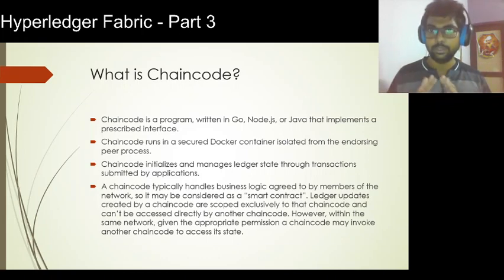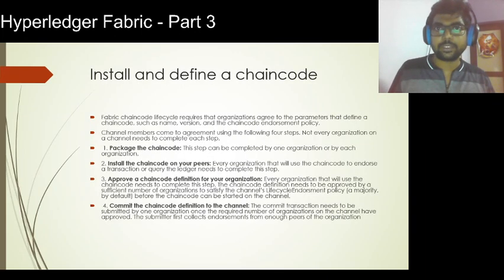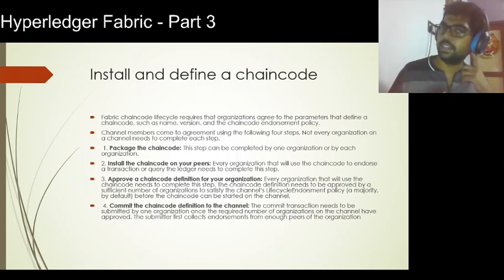You can consider chaincode a program written in Go, Node.js or Java. It will run in the Docker container environment. It is used to manage the transactions from the applications to the ledger. Basically, chaincode handles our business logic between the members in the blockchain network. Now, as a blockchain developer, we need to install and define the chaincode.